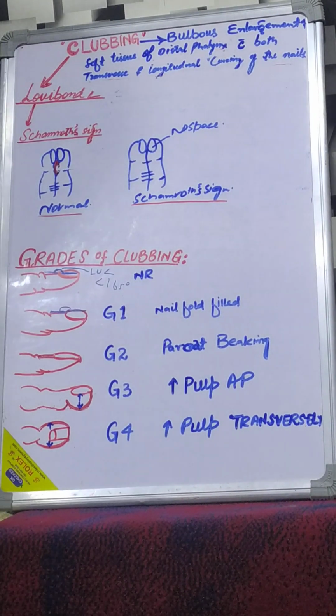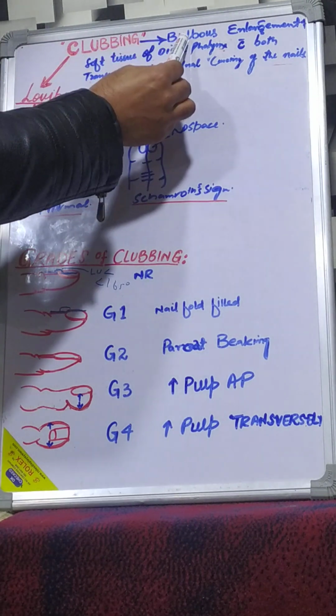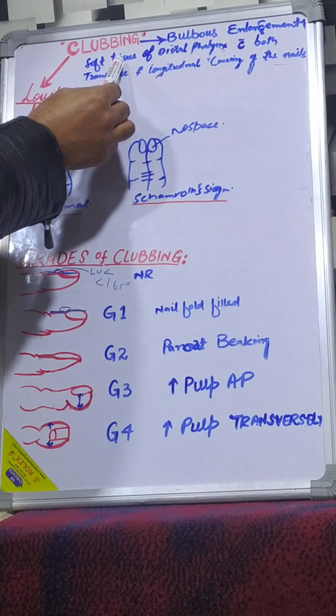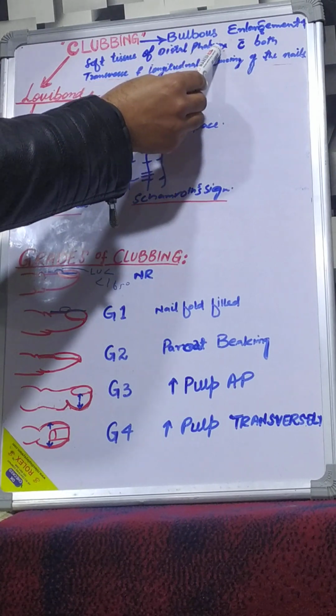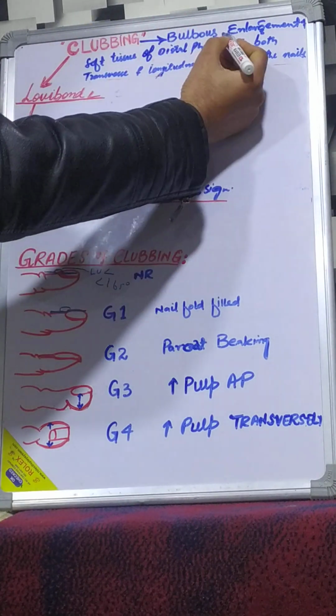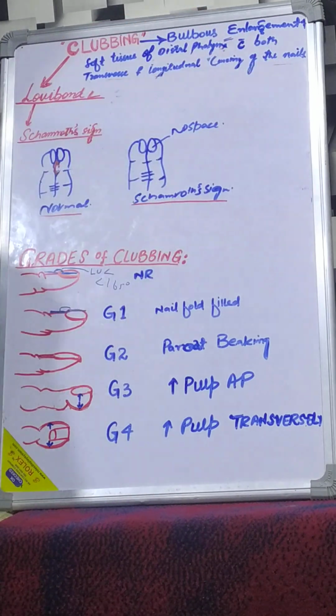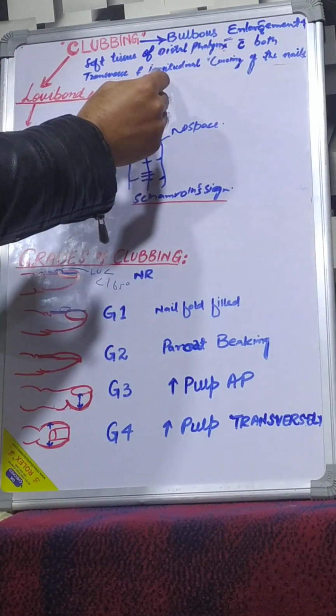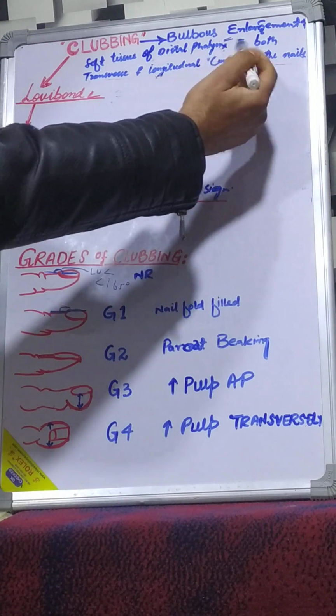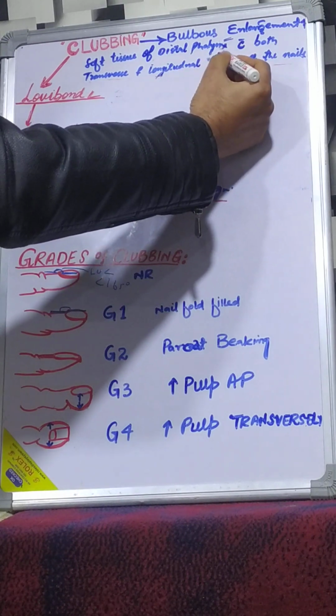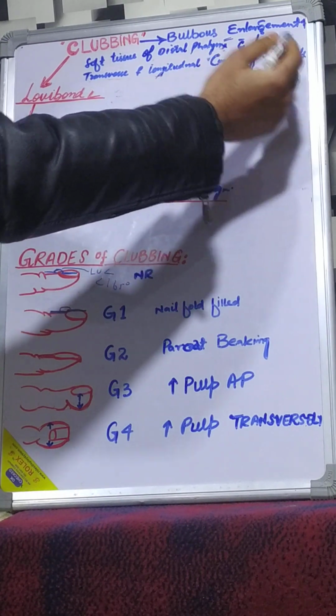What is clubbing? Clubbing is defined as the bulbous enlargement of soft tissue of the distal phalanx. It is the enlargement of the pulp of the distal phalanx with both transverse and longitudinal curving of the nails.